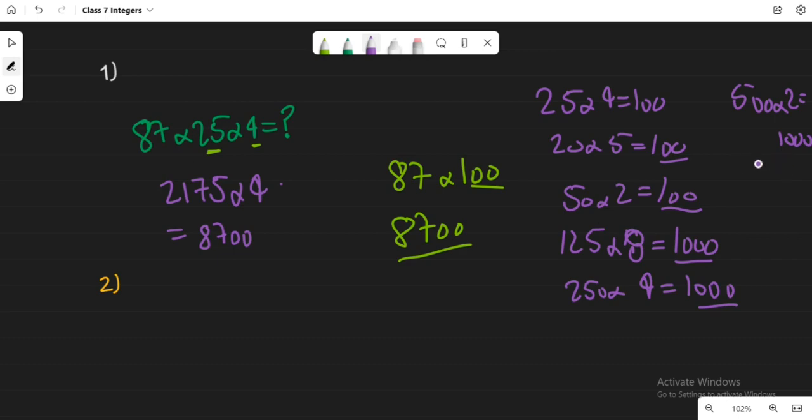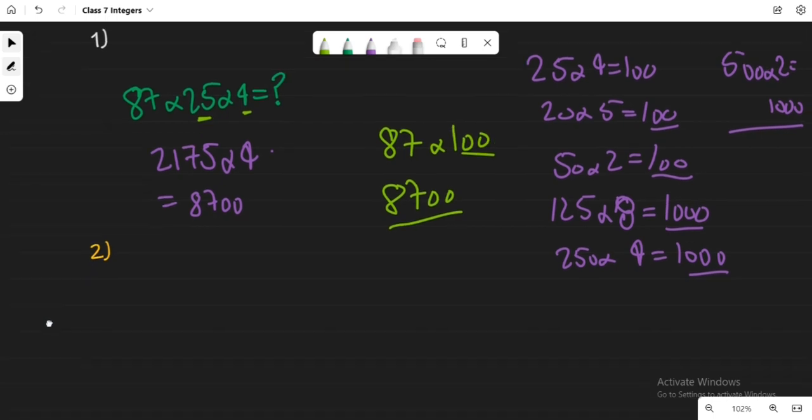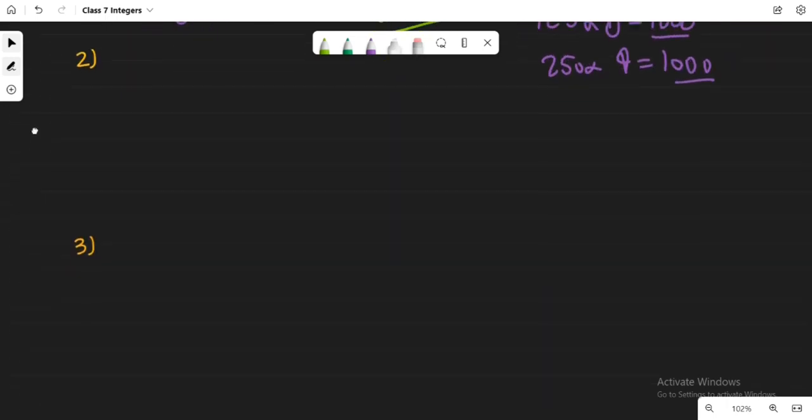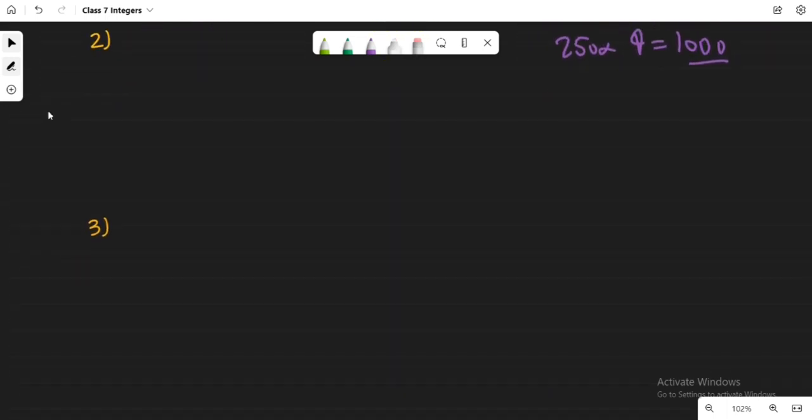So now we know how to make multiplication easier by multiplying two numbers whose answer is a multiple of 10, and then multiplying the first number with the multiple of 10 to get the answer. Now let's do the second method.